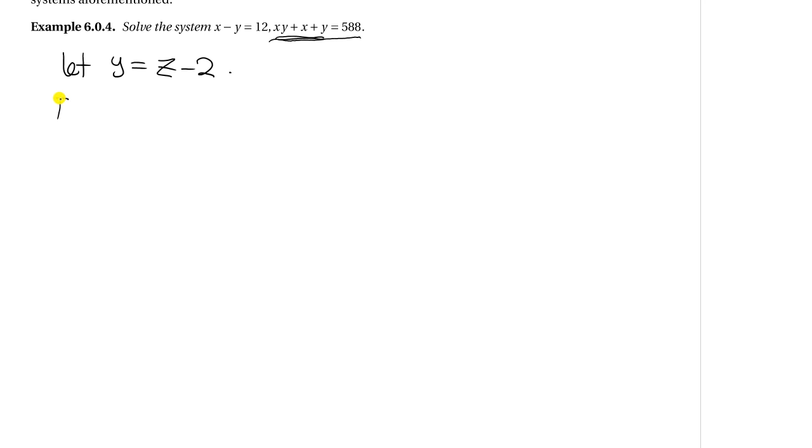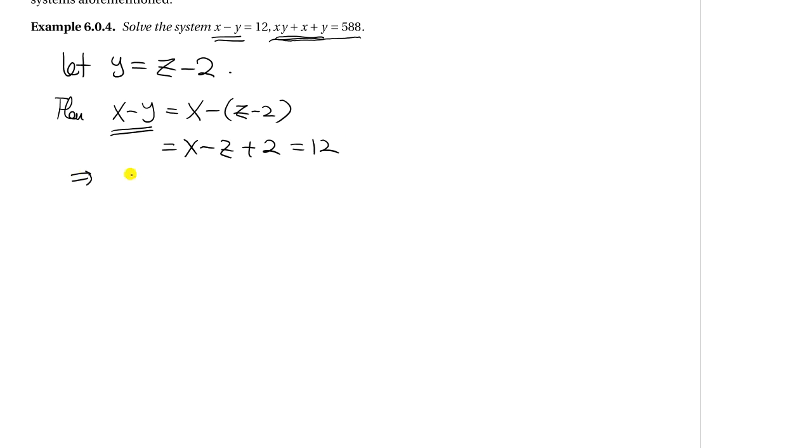Then because of that, x minus y is the same as x minus (z minus 2), which is x minus z plus 2. And we know x minus y equals 12, right? So we can put equals 12 for that. So finally, we have x minus z equals 10. And let's apply the same setting for the second equation. So that's the first case.